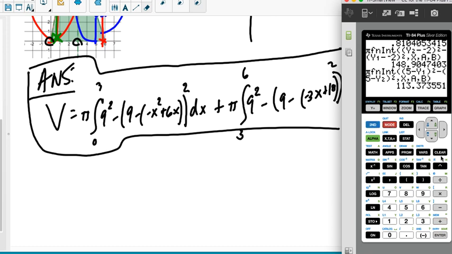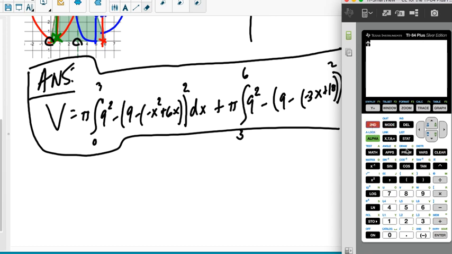When I quit out of this, I'm going to get two integrals. I'm going to get pi, math 9, right? And then inside there, I'm going to have a 9 squared minus, in parentheses, 9 minus vars over to y vars function y1. Close that, square it, because that's my other radius squared, comma, with respect to x from 0 to 3. Close that, that's the first one.